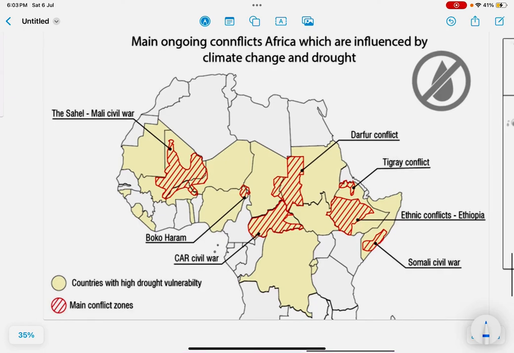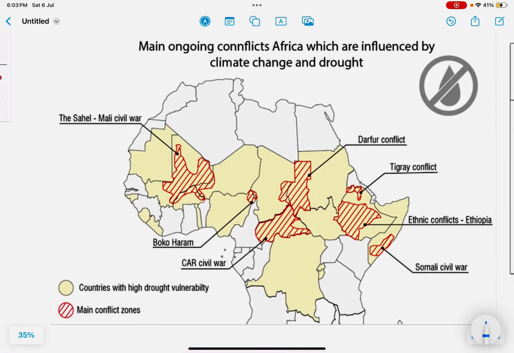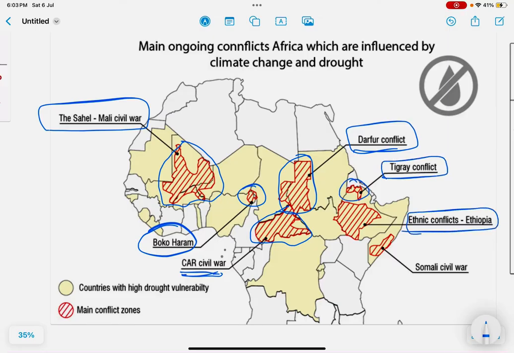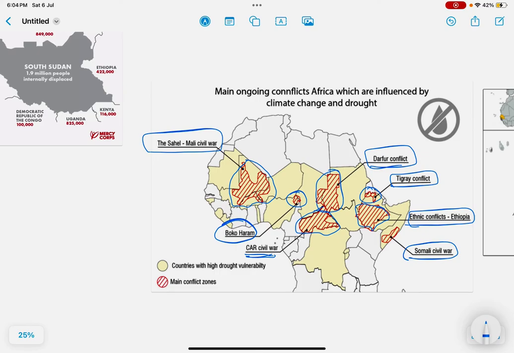Again, in one single map, we are seeing the ongoing conflicts: the Sahel and Mali civil war in this region, Mali and other countries. Then we have Boko Haram in Nigeria, then the Central African Republic civil war in this region. Then we have the Darfur conflict in Sudan. Then we have the Tigray conflict we have seen in Ethiopia, and Ethiopian ethnic conflict in other parts of Ethiopia. Then we have the Somali civil war. These are the main conflict regions.